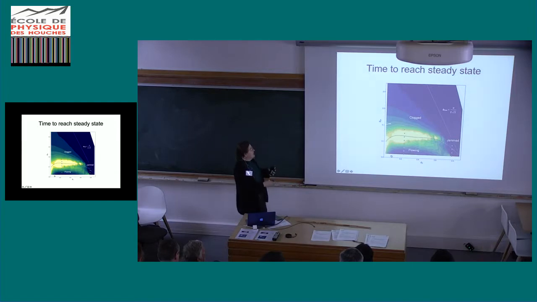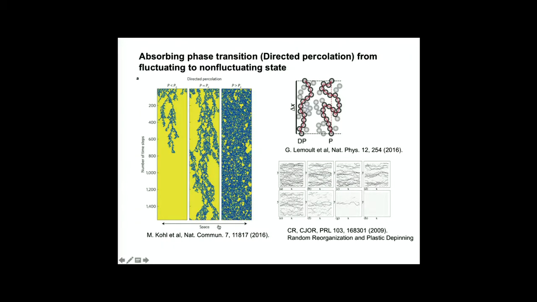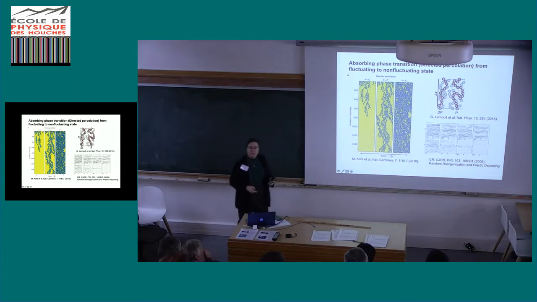Oh yeah, I didn't write it on here. This is obstacle density, and this is the density of the particles. Sorry about that. So this diverging timescale that we see, the exponent that we find is actually the same exponent that is associated with an absorbing phase transition. A common example of that is a directed percolation transition. Some people in the audience may be familiar with this type of transition.